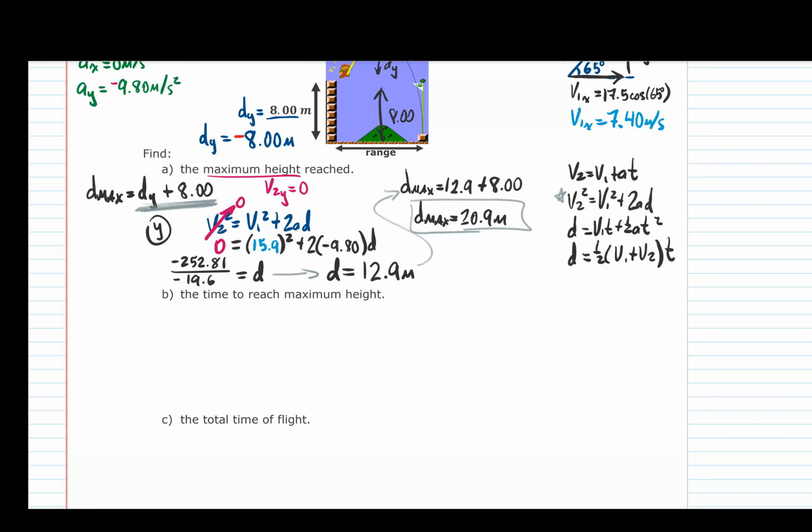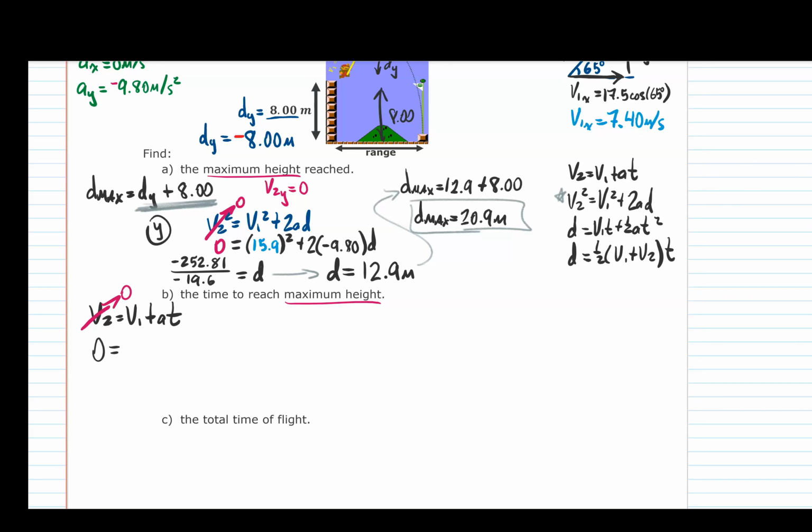Well, let's think about what I have. I'm looking for the time to maximum height, which is t. Let's look at this formula. V2 at maximum height, could I know that? Yeah, it's zero. V1 in the beginning in the y direction, I know that, A and t. So actually the first equation is what I need to use. V2 equals V1 plus AT. At maximum height, remember, speed in the y direction is zero again.